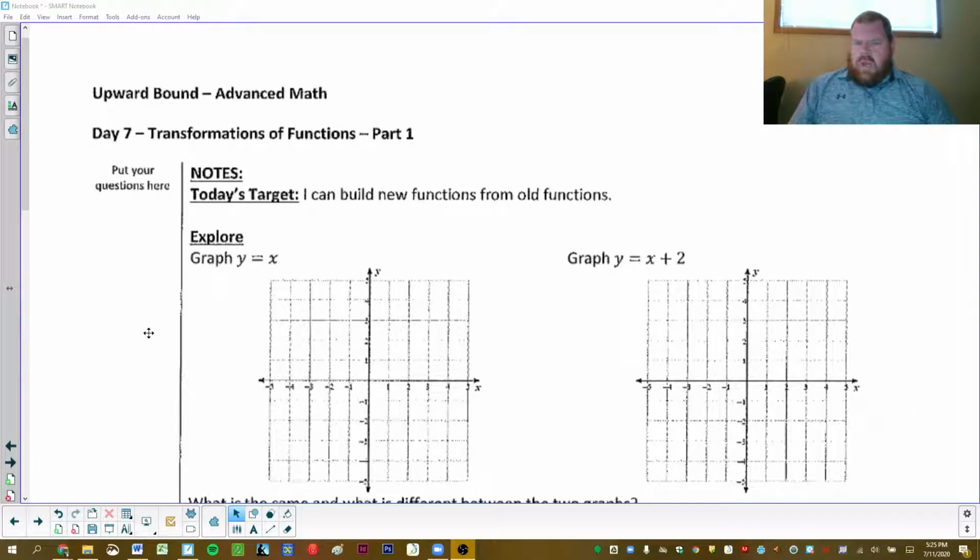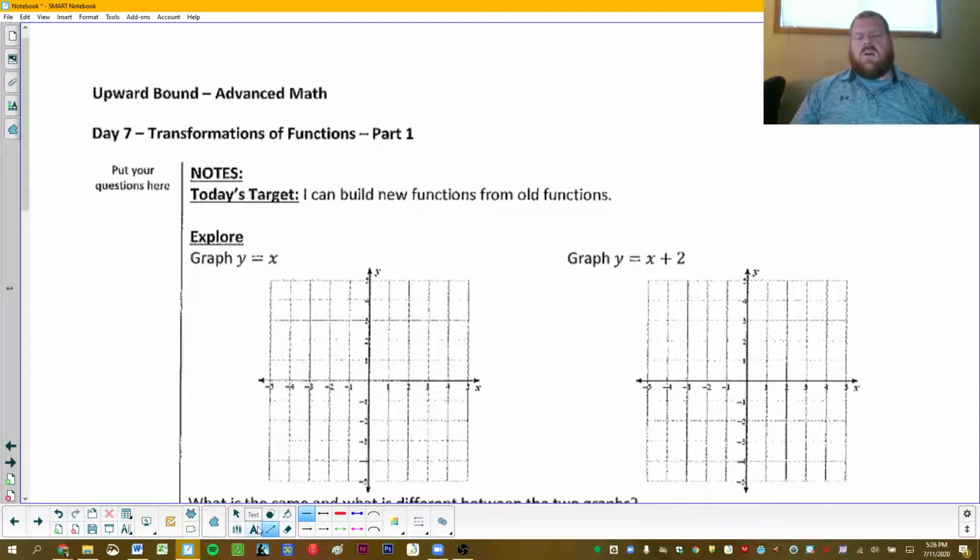So looking at our target for the day, we're going to look at building new functions from old functions. And if you remember back to the time before last, we looked at just graphing a bunch of different functions, and we're going to use a lot of those in order to create these new functions for us.